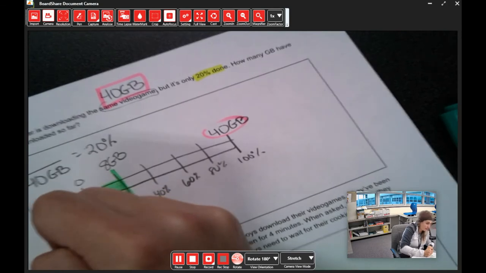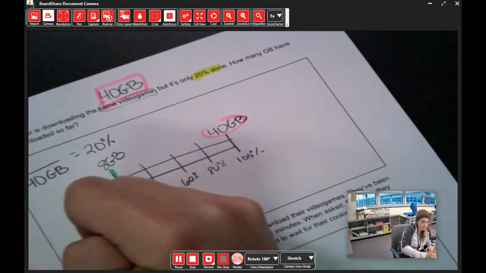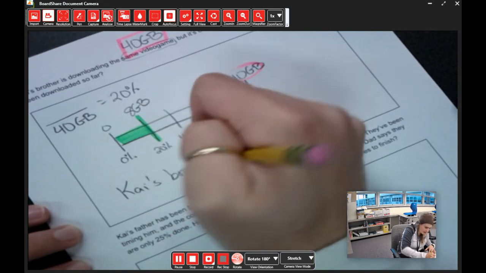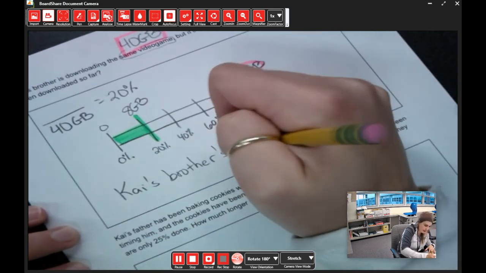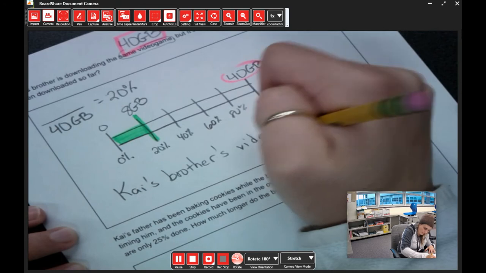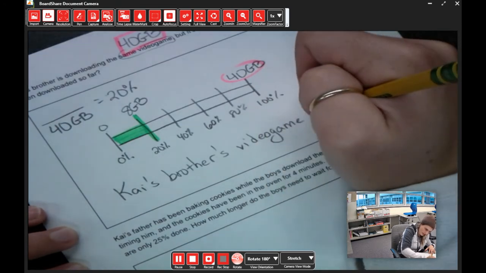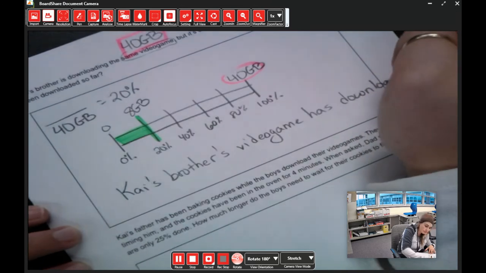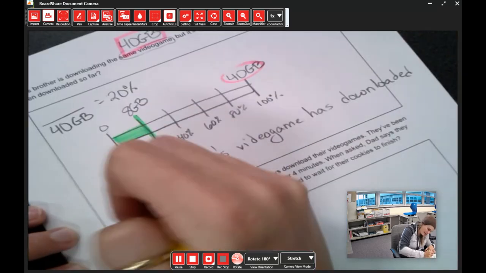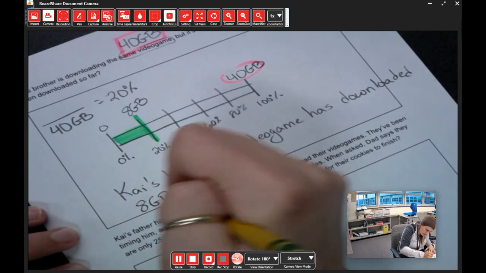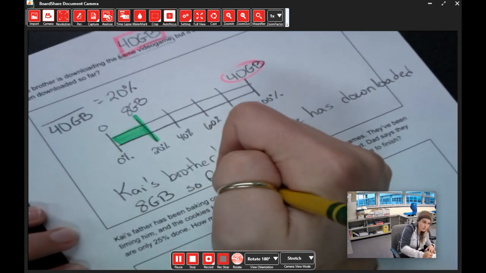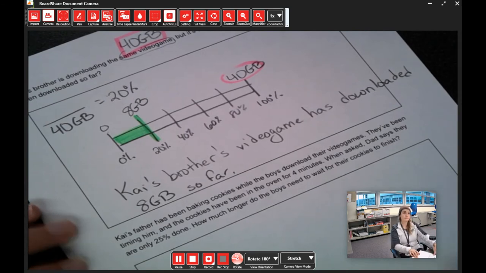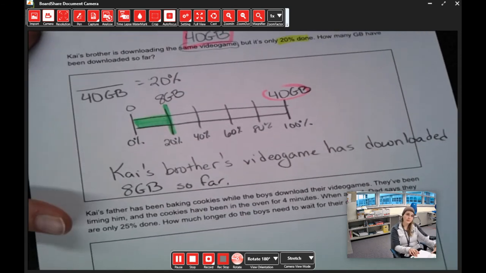Kai's brother, capital K, also because it's a name. Kai's brother's video game has downloaded 8 gigabytes so far, period. So that is that problem.